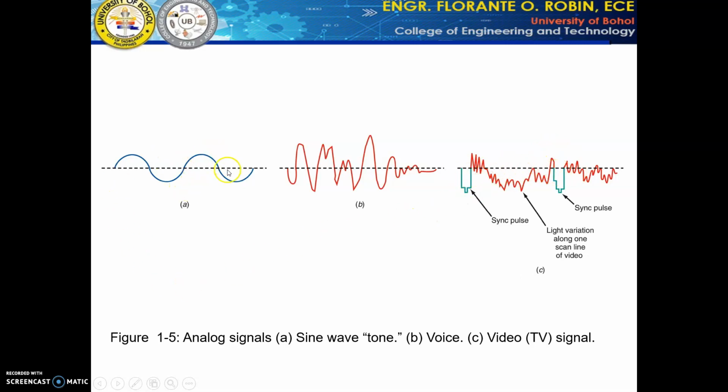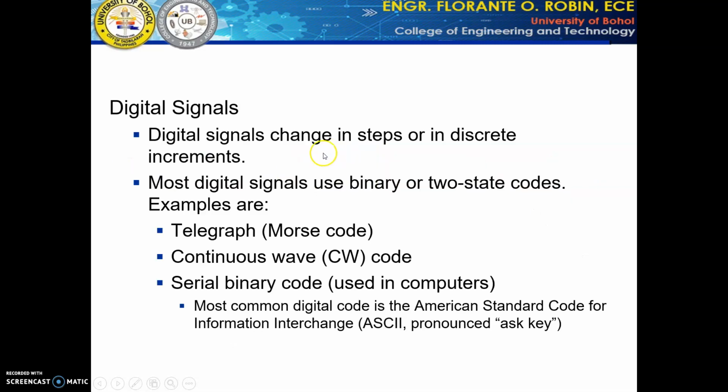So these are varying signals. So these are known as analog signals. So if these signals are used in a communication, we call that one as analog electronic communication. So if we use digital signals, we call that one as digital electronic communication. So digital signals change in steps or in discrete increments. So most digital signals use binary or two-state codes. Examples, we have the Morse code, the telegraph, no?